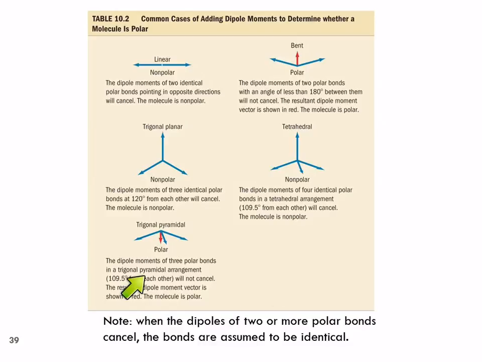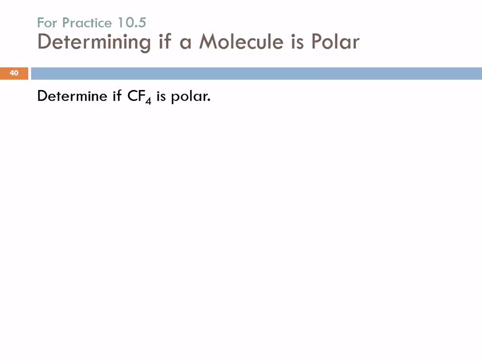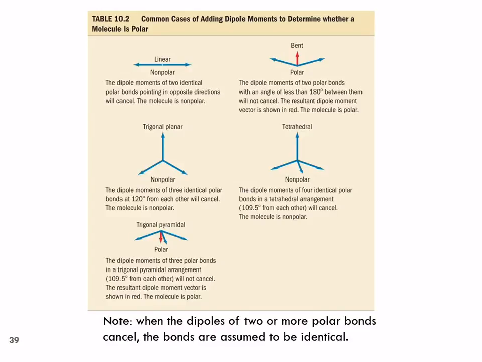So in this illustration, when the dipoles of 2 or more polar bonds are canceling, we're assuming that the bonds are identical, like carbon-oxygen or phosphorus-hydrogen or something like that. I don't think I have that in here. I'm going to give you my shortcut.